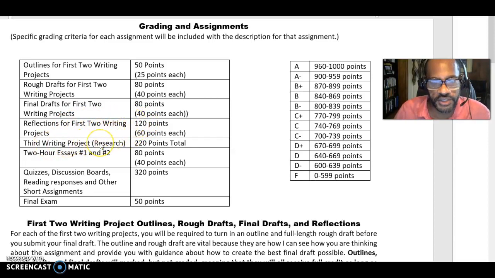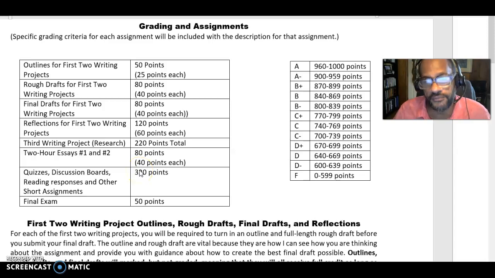We've got a third writing project, which is a research project. It's got a number of components to it. That'll be a total of 220 points. You've got 2 short essays. They're 2-hour essays that are going to be 40 points each. You've got quizzes, discussion boards, reading responses, other short assignments. So a number of ways that you're going to interact with me through discussion boards, or short writing assignments that you're going to do. That's 320 points.